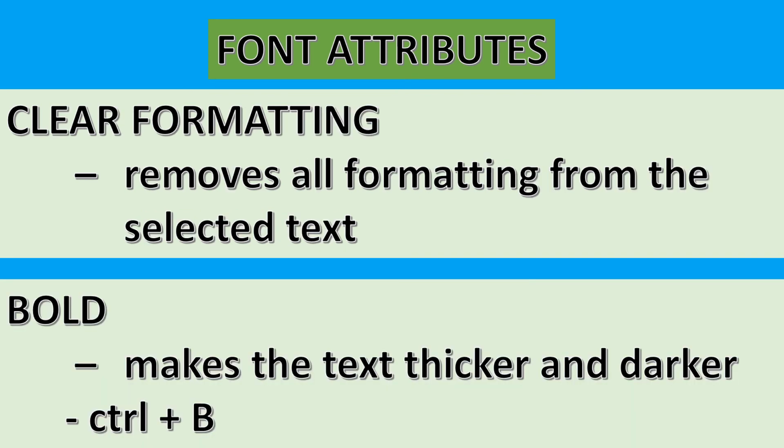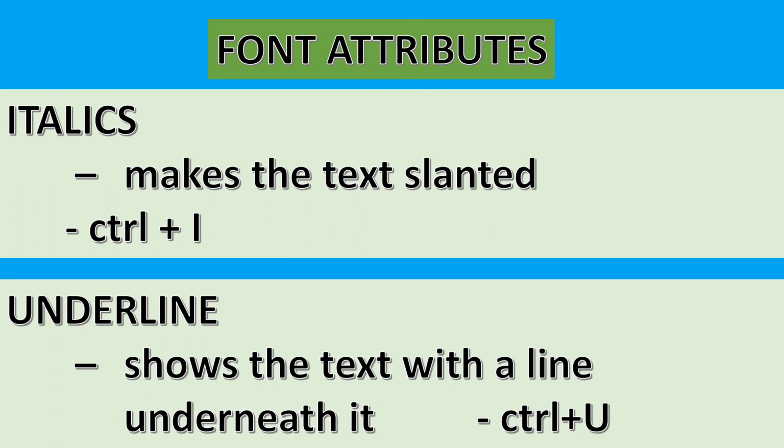Next is the clear formatting. It removes all formatting from the selected text, so it will go back to its original text. Now we have the bold. Bold makes the text thicker and darker. We are using Control B as a shortcut for bold. Next we have the italics. Italics makes the text slanted. We are using Control I. And underline, it shows the text with a line underneath it. We are using Control U.